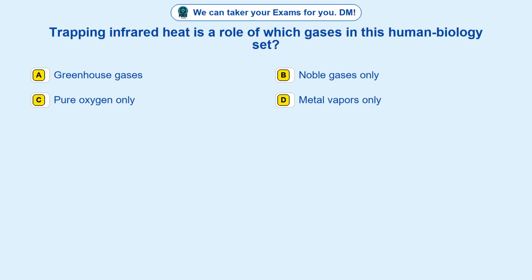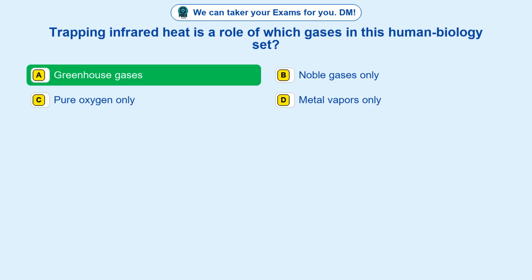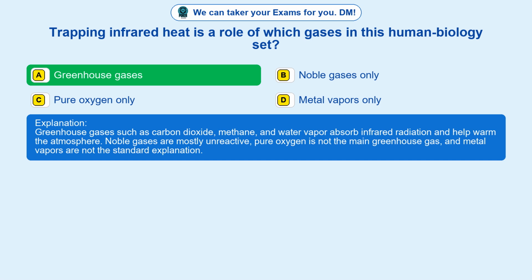Question 88. Trapping infrared heat is a role of which gases in this human biology set? Option A, greenhouse gases. Option B, noble gases only. Option C, pure oxygen only. Option D, metal vapors only. The correct answer is option A, greenhouse gases. Greenhouse gases such as carbon dioxide, methane, and water vapor absorb infrared radiation and help warm the atmosphere. Noble gases are mostly unreactive, pure oxygen is not the main greenhouse gas, and metal vapors are not the standard explanation.